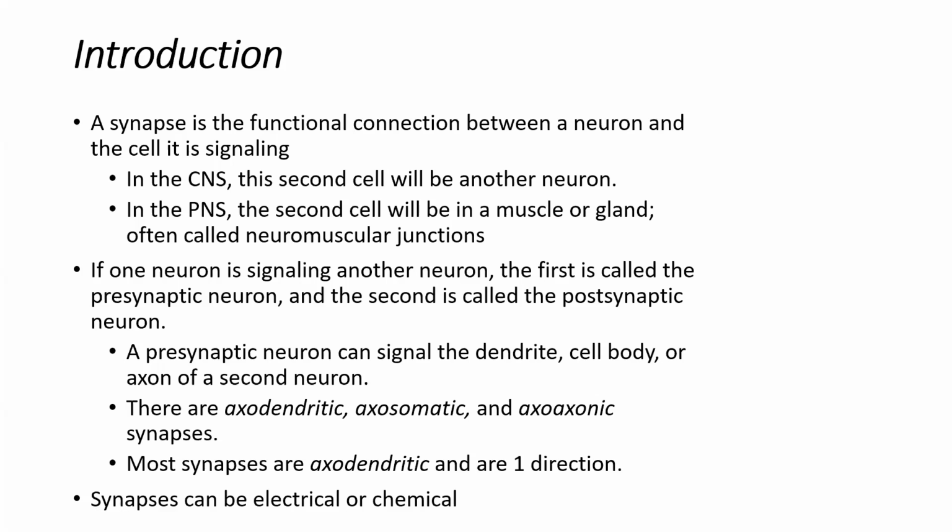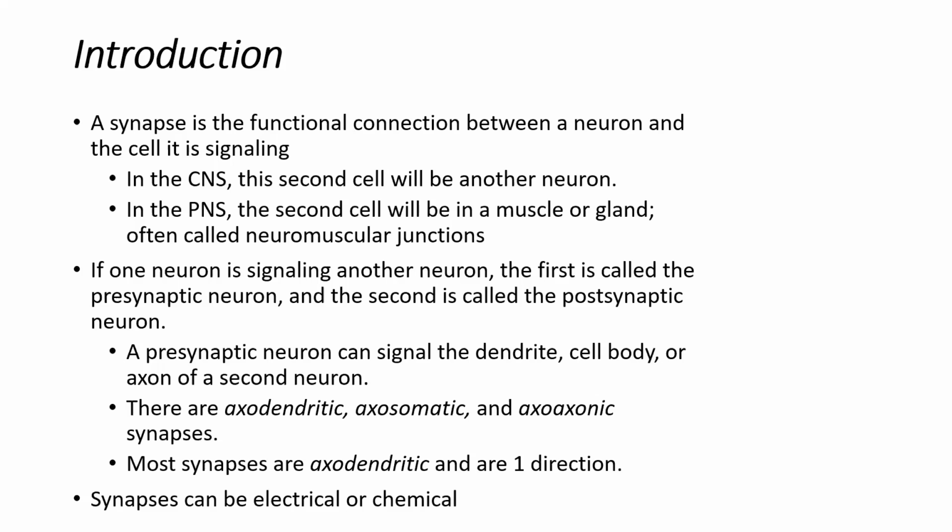And we'll talk about that special connection, the importance of that axoaxonic connection, when we look at presynaptic facilitation a bit down the line. The most common throughout the body, and the most important for our purposes, is going to be the axodendritic connection. These are unidirectional connections between the axon terminal of the presynaptic neuron and the dendrites of the adjacent or postsynaptic neuron. Synapses can also be electrical or chemical.